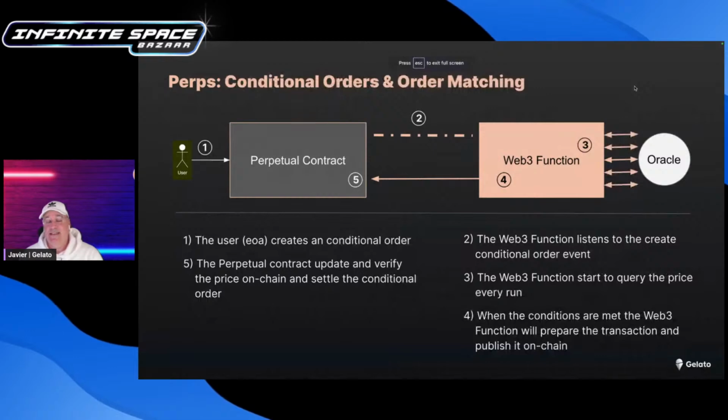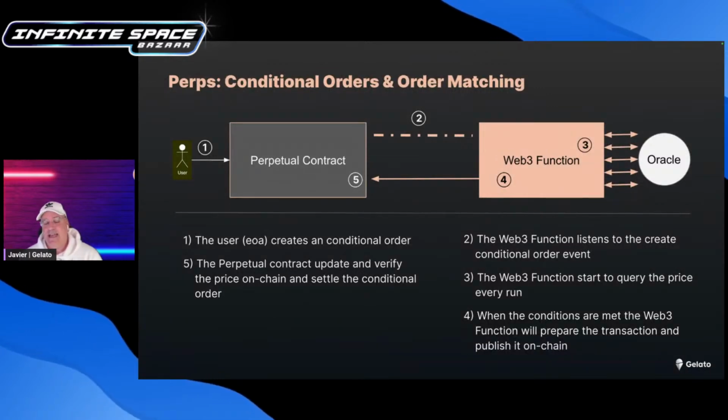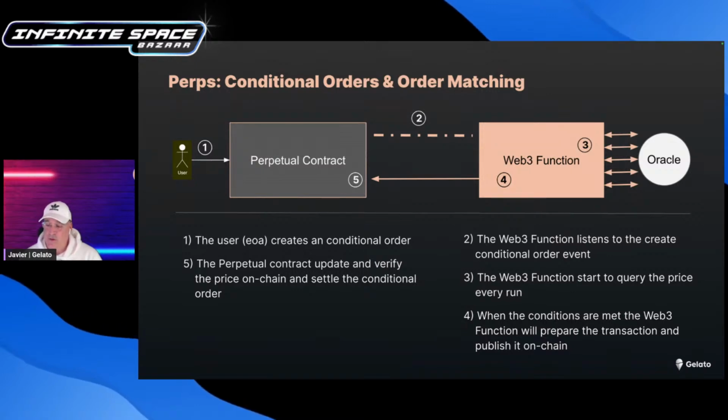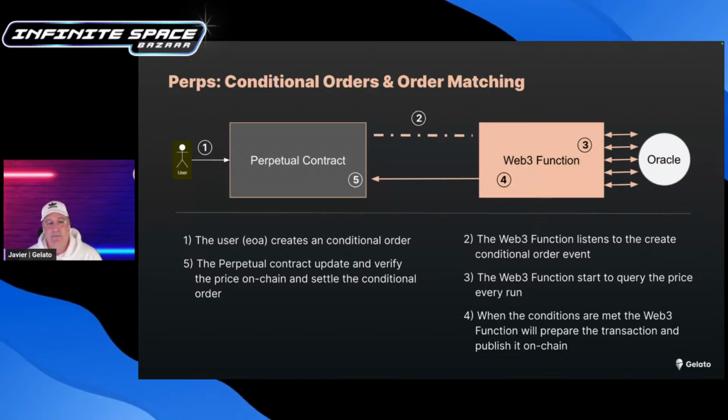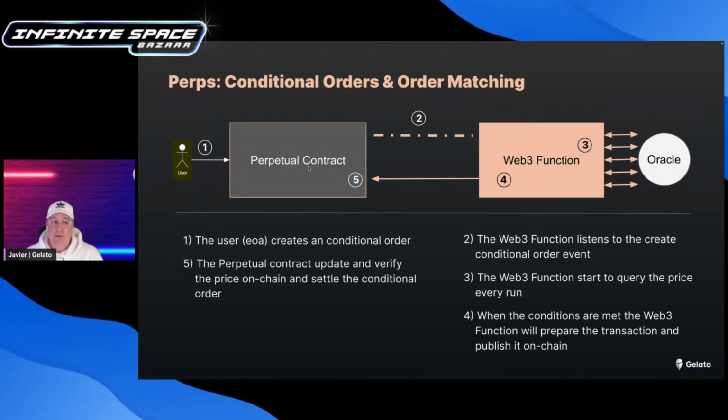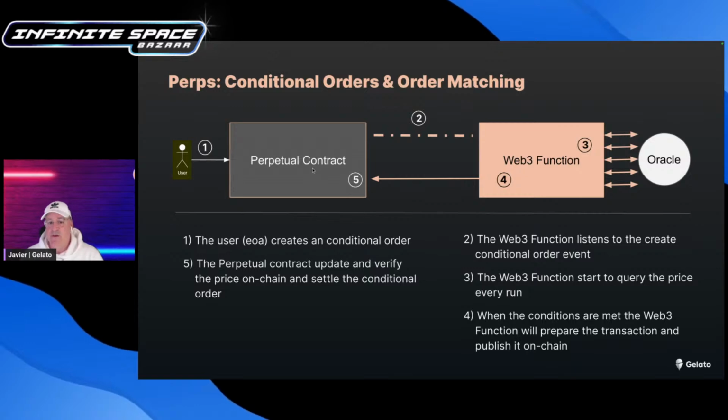The next use case is actually a little bit different. We have orders, but not orders that have to be settled automatically. In this case, we have a conditional order. Imagine your price is at $3,000 and you say, I want to execute this conditional order when the price is 5,000 or when the price goes down to 1,500. So we send the transaction to our contract. We will see the method.